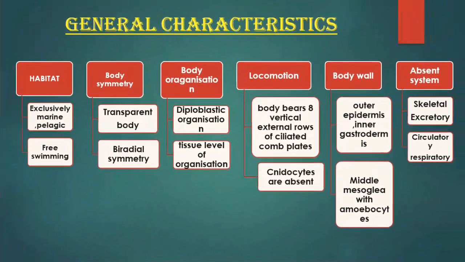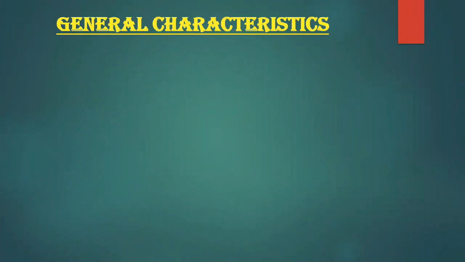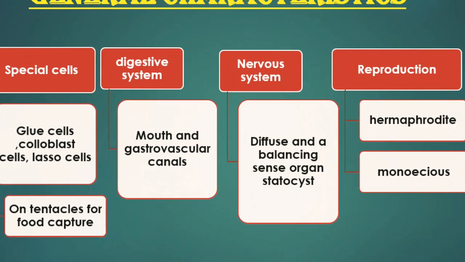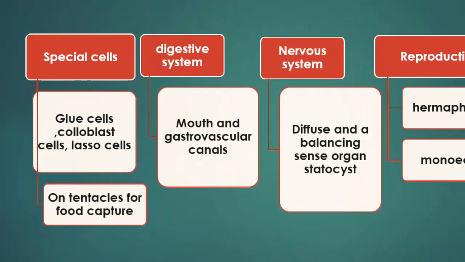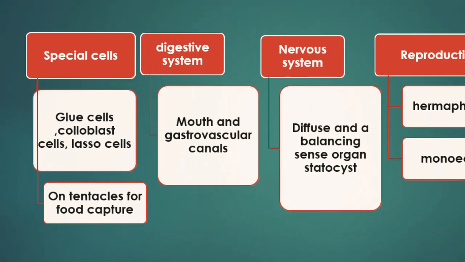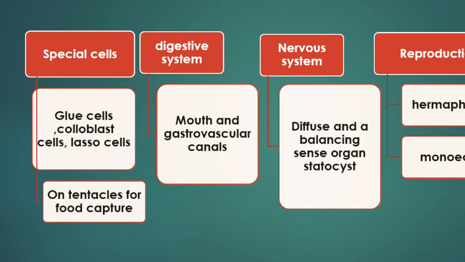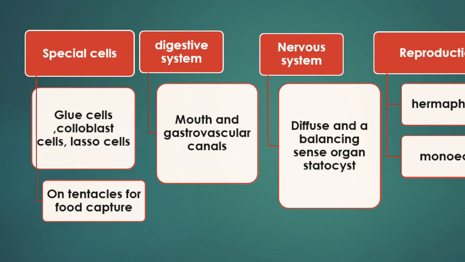Now coming to the next slide, another general characteristic. Special cells, this is also very important, students, you have to learn it. They have special cells: glue cells, colloblast cells and lasso cells. They are present on the tentacles. Now you will ask about tentacles. As you know, cnidarians also have tentacles, ctenophores also have tentacles, but what is the difference?